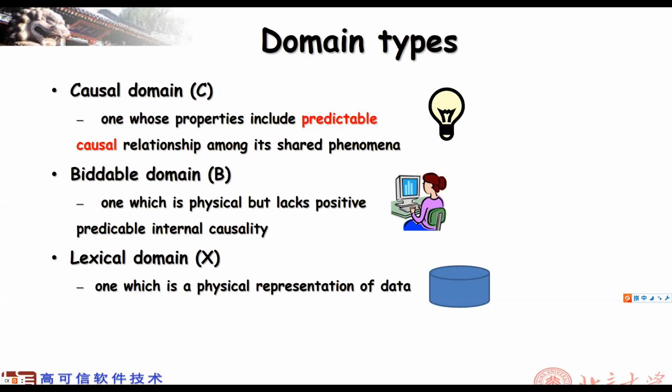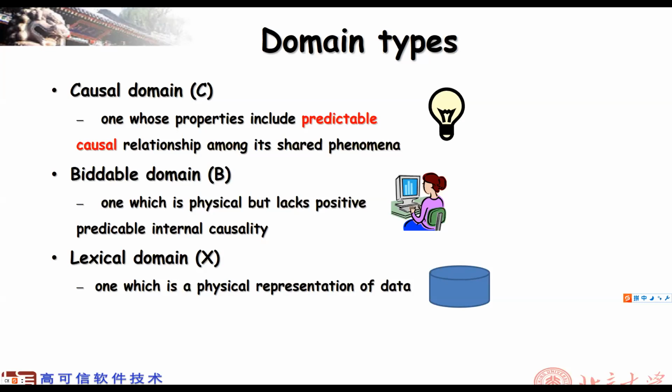This domain is used to describe things that are physical but lack positive predictable internal causality, which means these things couldn't be controlled. Most of them are people. These people are uncontrollable. You can't control anyone to go east. You can't expect their behavior. So this is a biddable domain.